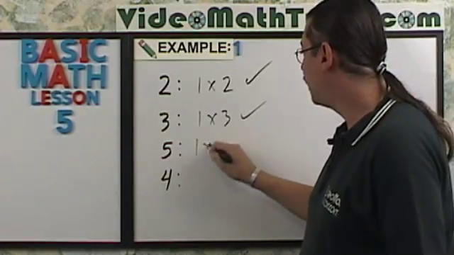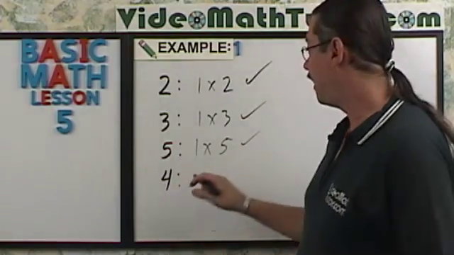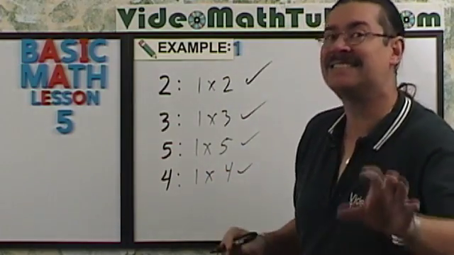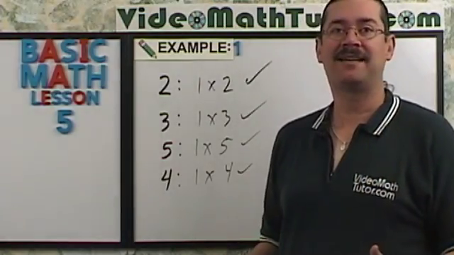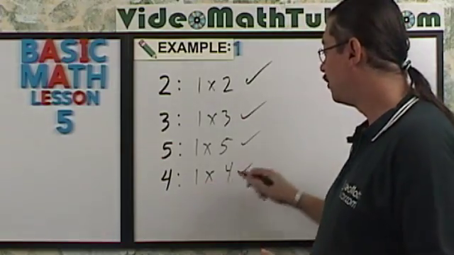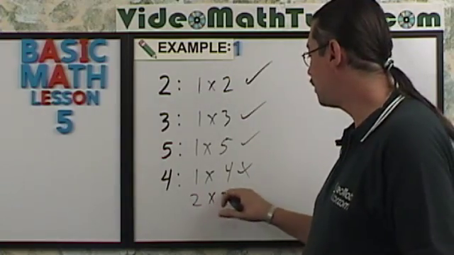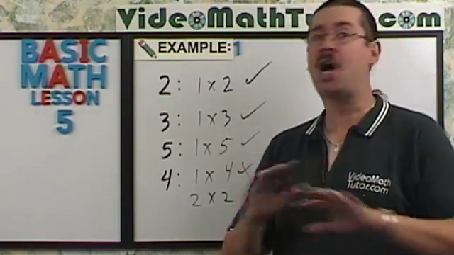Well, hey, we're on a roll here. I can just say 1 times 5. How about 4? Well, 4 I can say 1 times 4, so it must be prime also, right? Well, no, because I can actually think of another way of multiplying two numbers that will give me 4. 2 times 2 also gives you 4, so 4 is not prime.